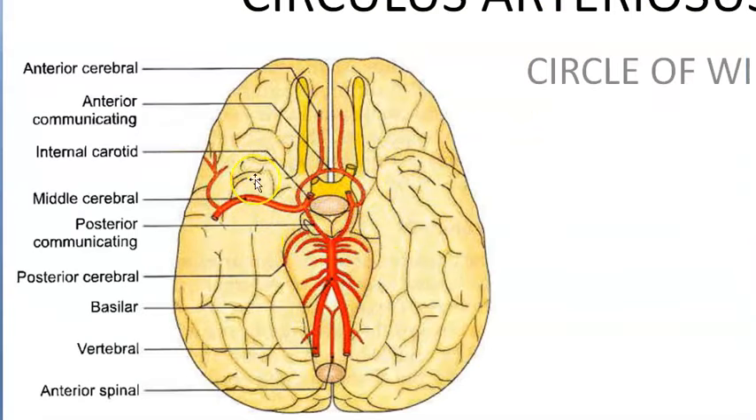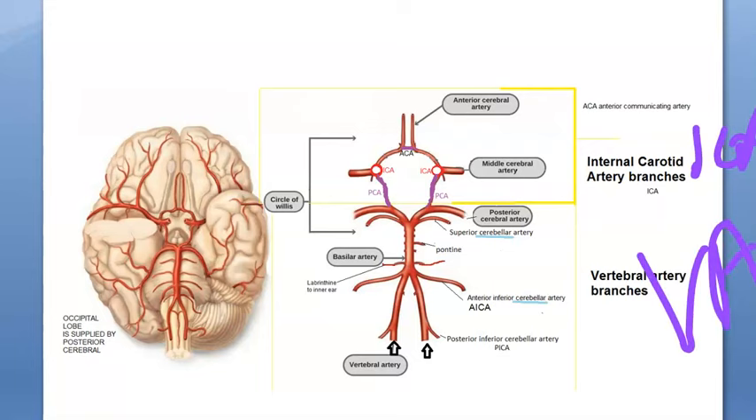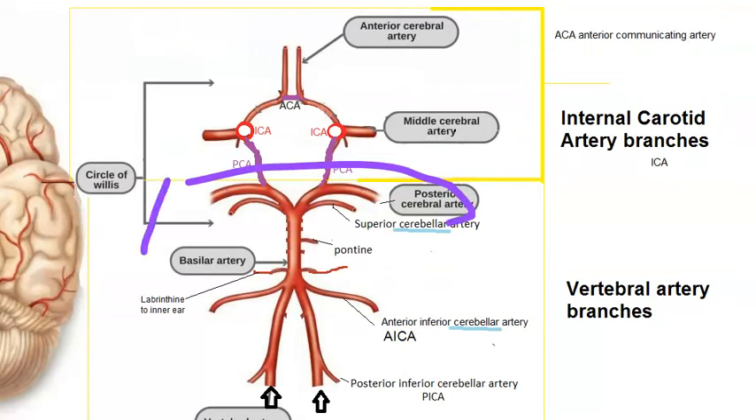So, if they ask you what the circle of Willis is made up of, at a high level you can say that this entire thing is formed by the internal carotid artery and the vertebral artery branches. This part of it is coming from the vertebral artery. Here you can write a V. This is the vertebral artery, then it becomes the basilar artery. From the basilar artery you get the posterior cerebral artery, which is forming the backside of your circle of Willis.